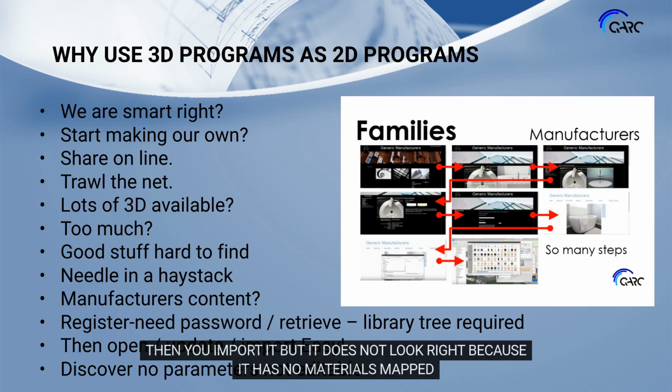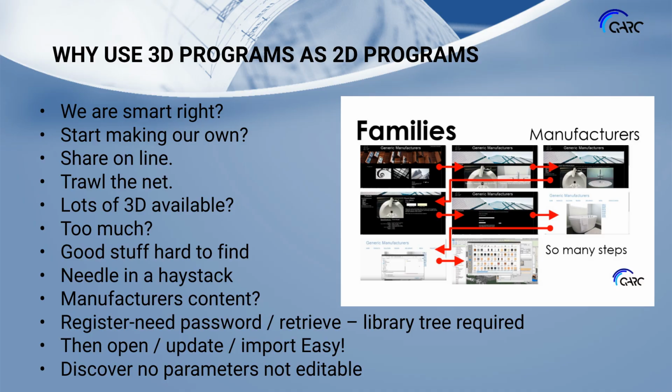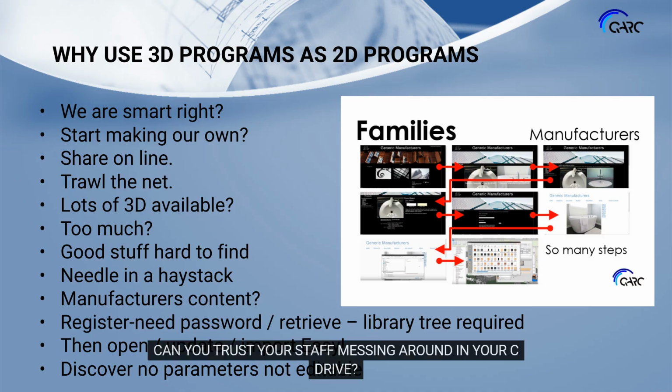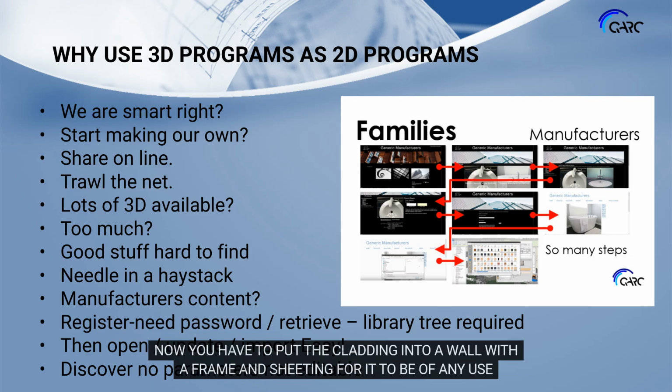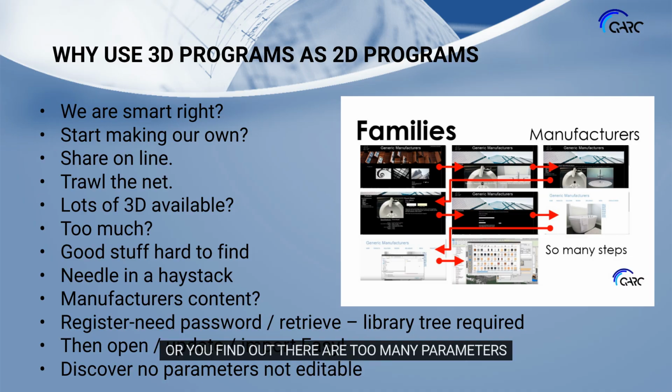Then you import it, but it does not look right because it has no materials mapped. Now you have to add the material textures into the root directory. Can you trust your staff messing around in your C drive? Now you have to put the cladding into a wall with a frame and sheeting for it to be of any use. Then you discover there are no parameters, or they are not editable, or you find out there are too many parameters. This can lead to the trial and error forever roundabout.